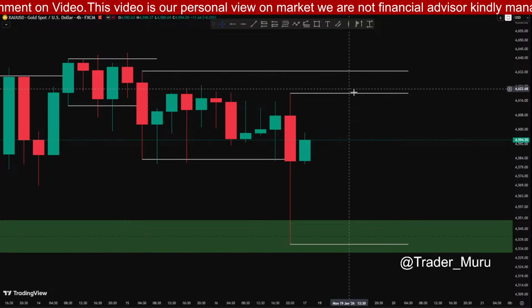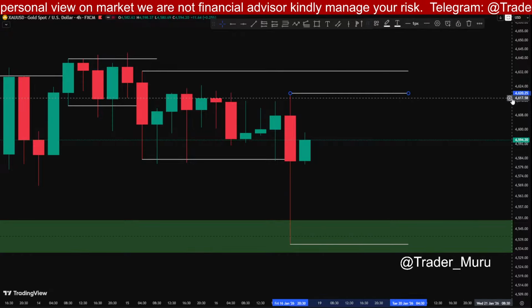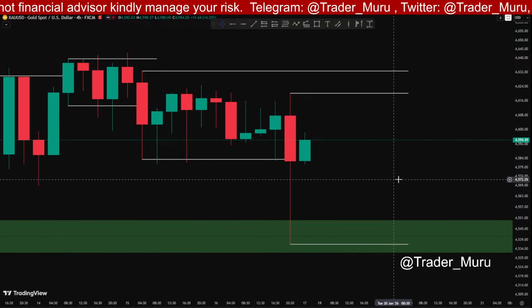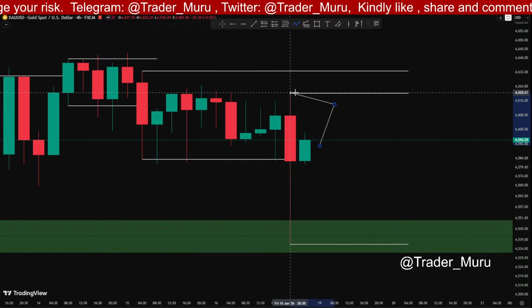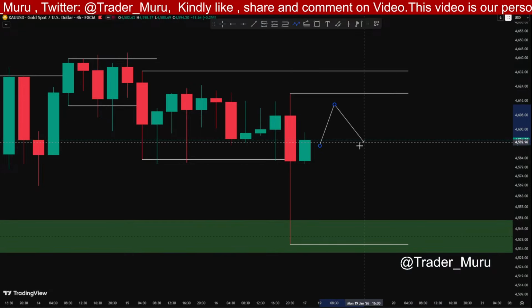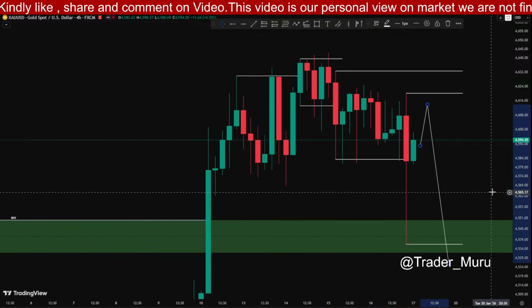until we have a 4 hour candle close above this high of 4620. Price is bearish. The price should not break above the area of 4620. After that we can expect the market to create a new break here.